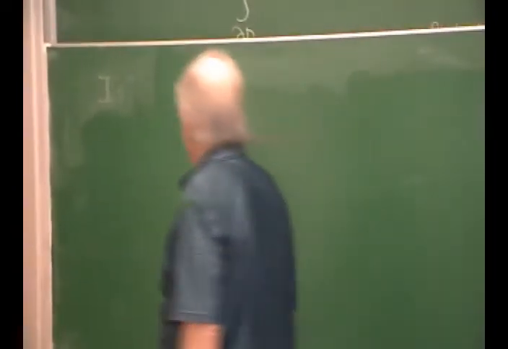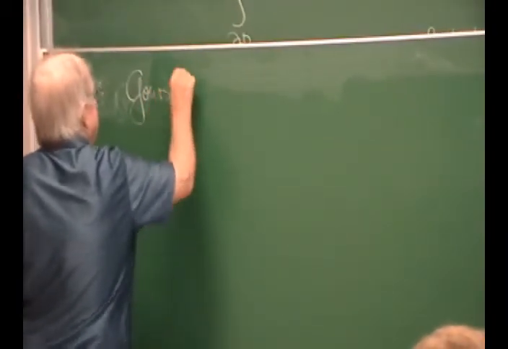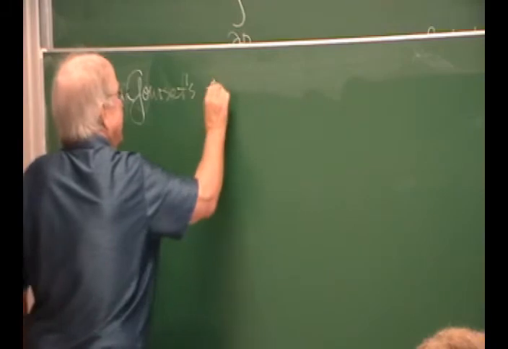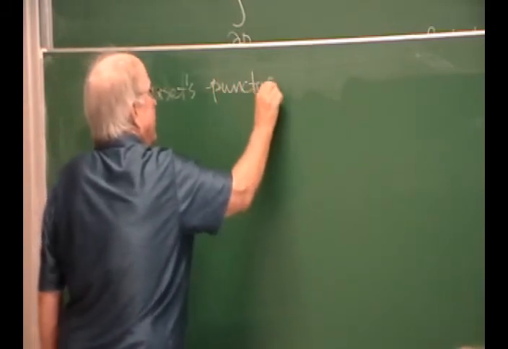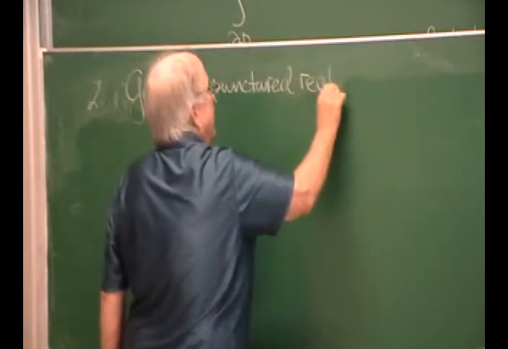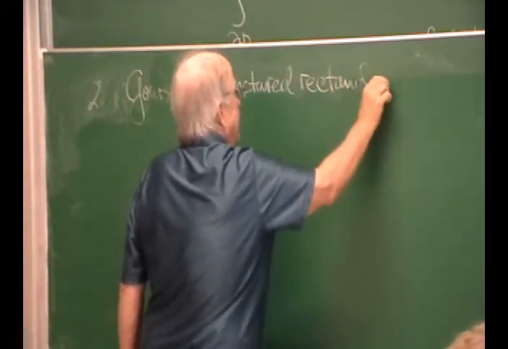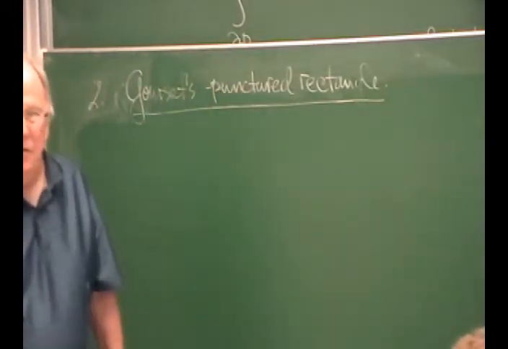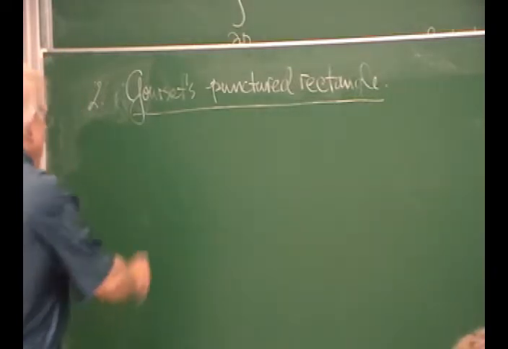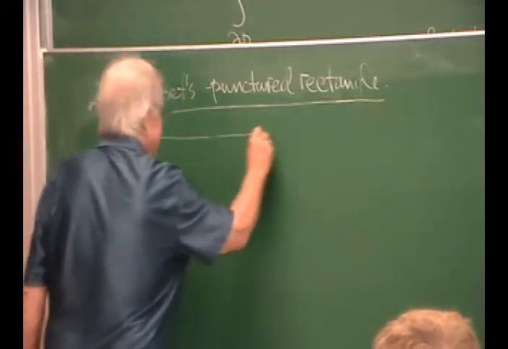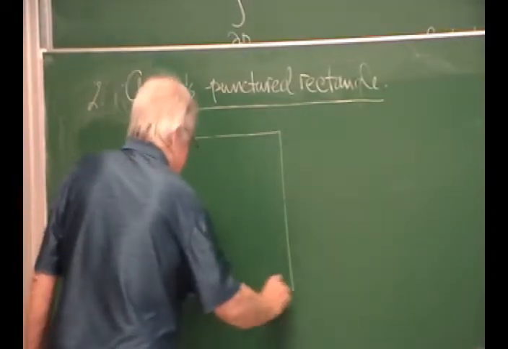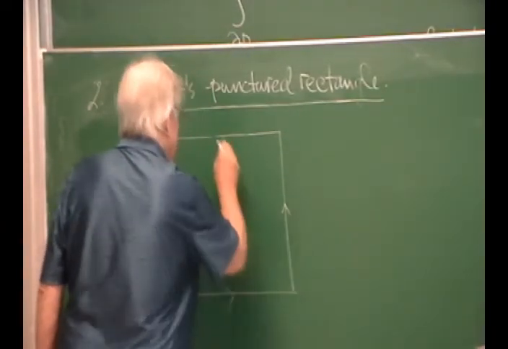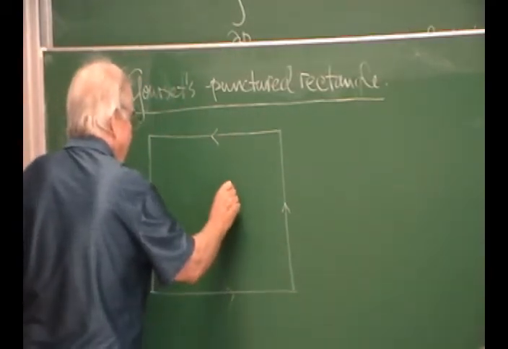So let's take Gauss's rectangle. So the second thing is Gauss's punctured rectangle. More than punctured, but I'll write it that way. You know, you pay your money, take your choice. There are certain domains where this technique works. Here's Gauss's outside rectangle. And now let's take a point in the middle here.